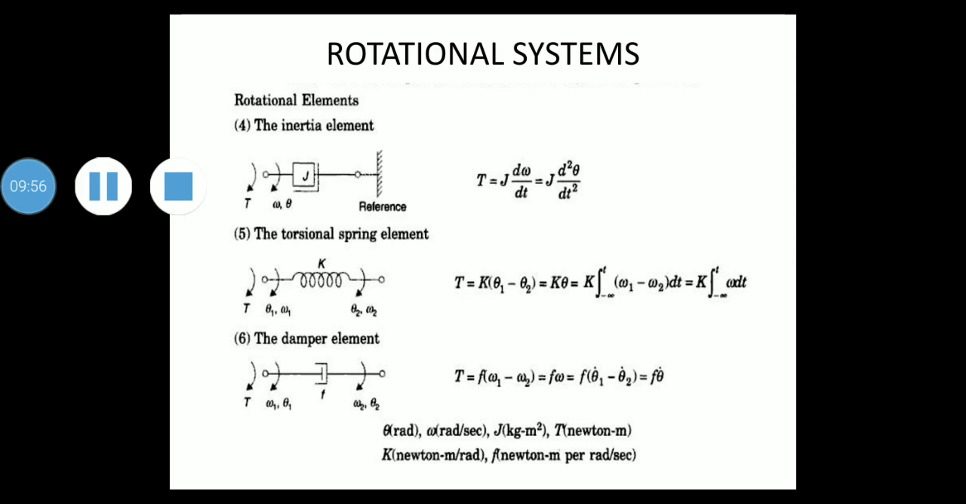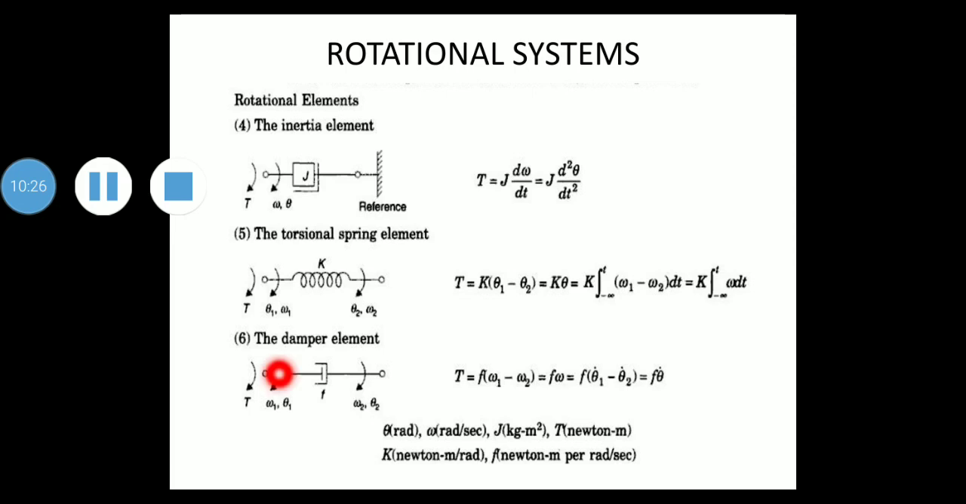which is equal to k integration with limits minus infinity to t of omega 1 minus omega 2 dt, which is equal to k integration from minus infinity to t omega dt. Next, damper element of friction coefficient f. So torque T which is applied is given by f into bracket omega 1 minus omega 2.